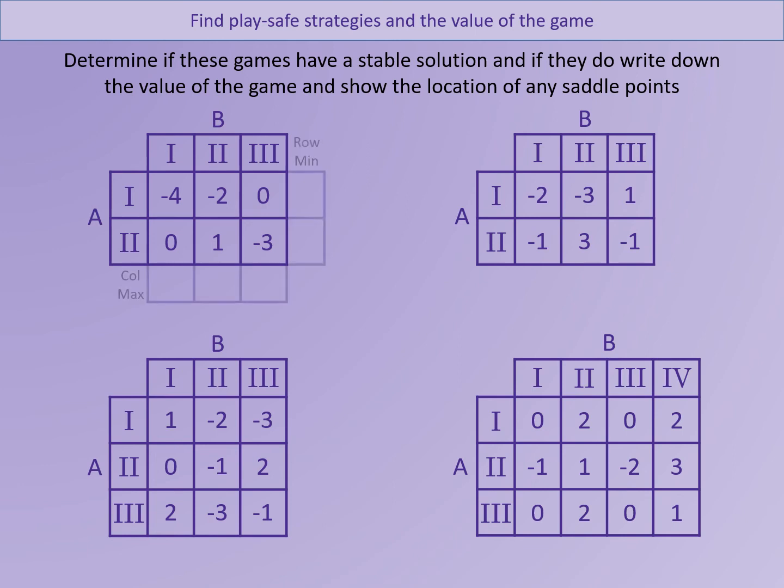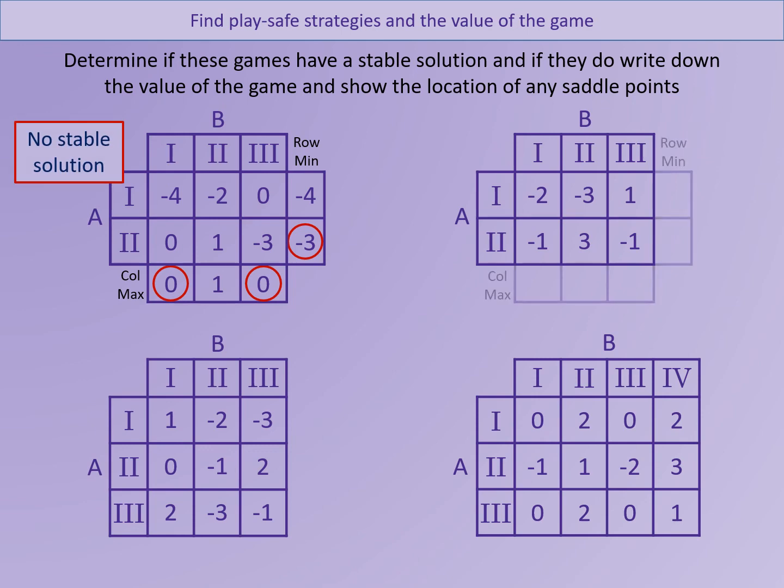So the first game, we have the row minima as shown, and the maximum of those is -3. We have the column maxima as shown, and the minimum, there are 2 minimums here, so we can circle both 0. However, the numbers are not the same. Max row min does not equal min col max, so therefore we can say that there is no stable solution.